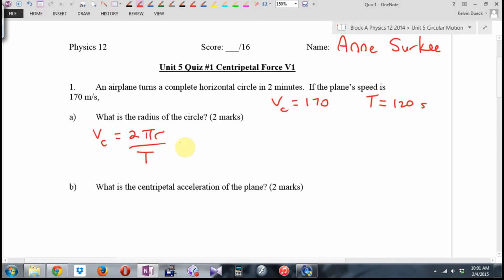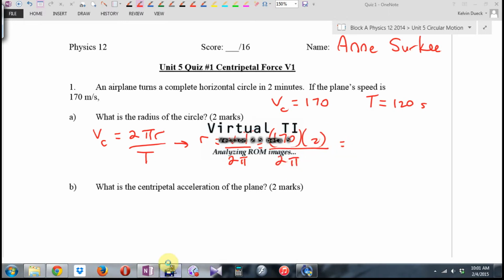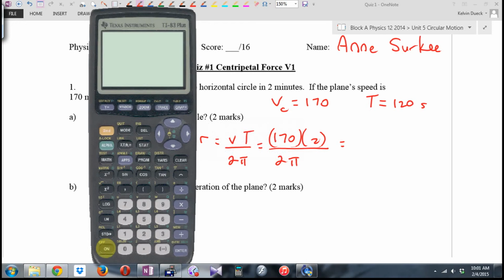Oh, they want the radius. I guess the radius is going to be v times t divided by 2 pi. It's going to be 170 times 2 divided by 2 pi. Is that right? I hope. 170 times 2 divided by bracket 2, pi. Wait a minute.